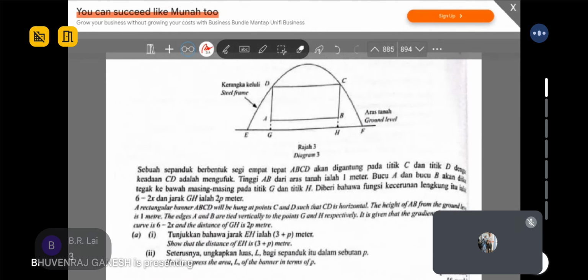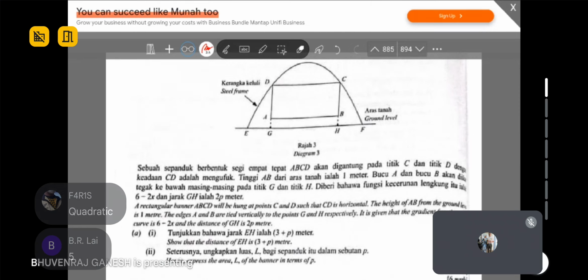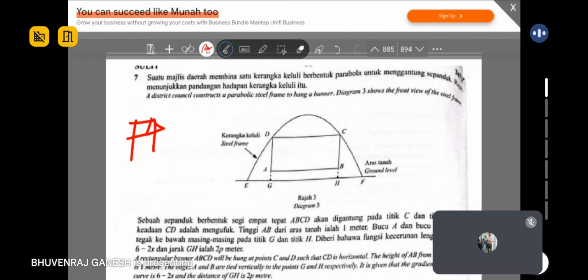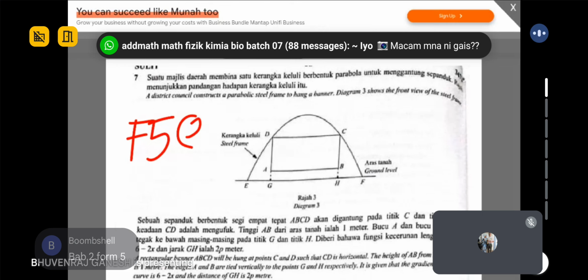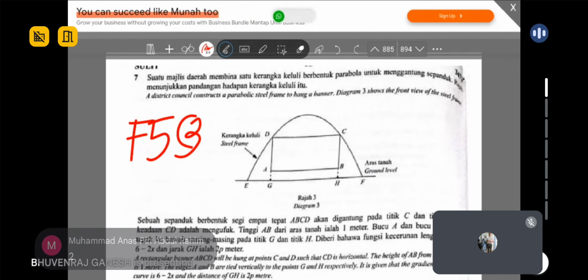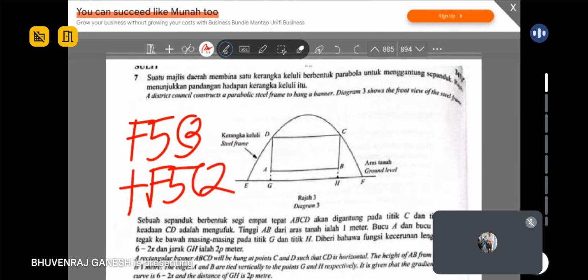Which form? Okay, correct. You can say quadratic also, a little quadratic. But mainly it is Form 5 Chapter 3. Form 5 Chapter 3, mainly, and also combined with Form 5 Chapter 2. Correct. Dua-dua bab ni sebenarnya.